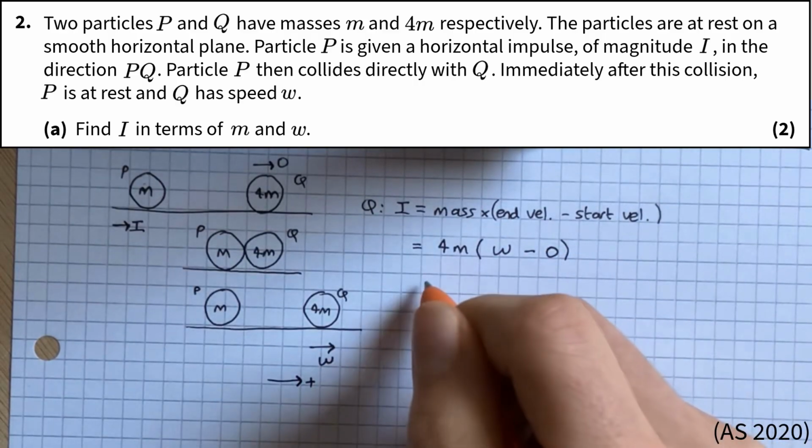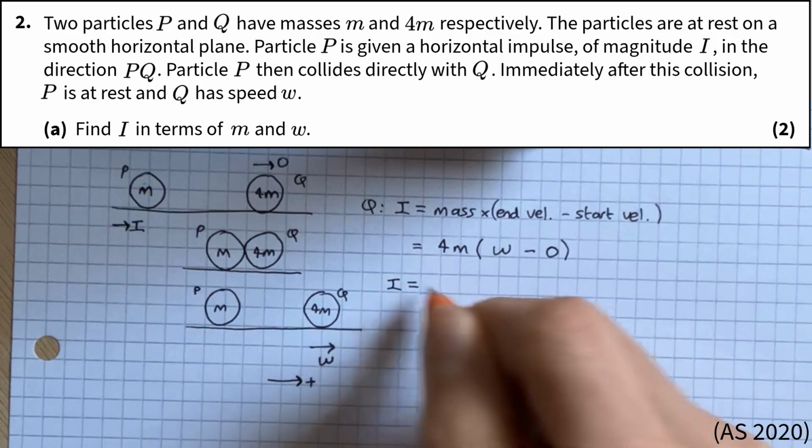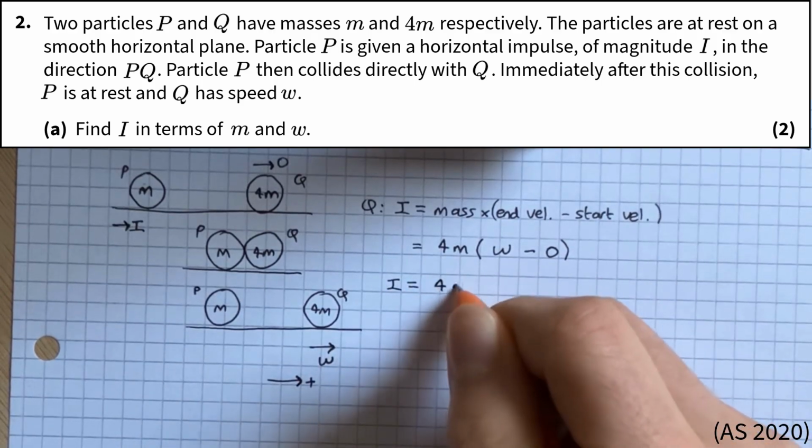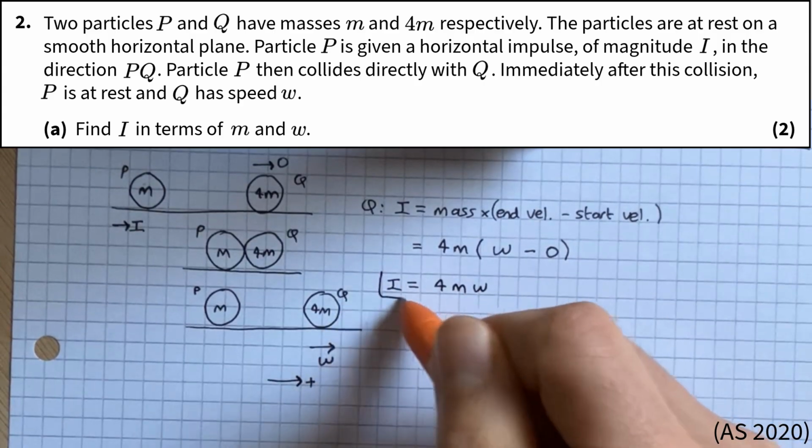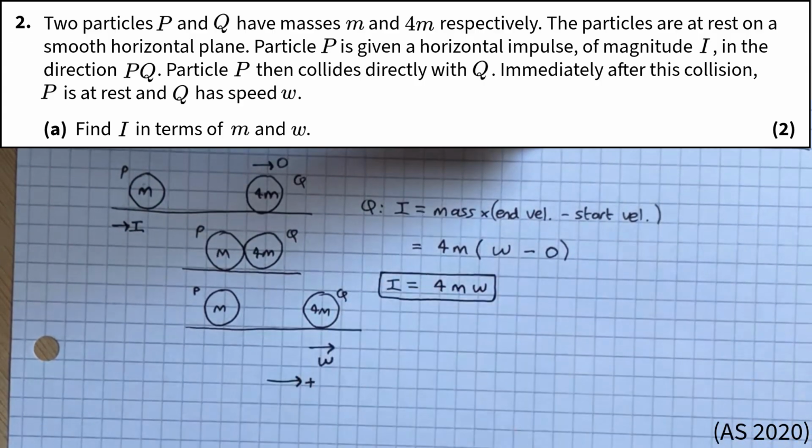The start velocity is 0. That doesn't matter if it's positive or negative, it's still 0. And this would finish off our 2 marks, times these two together. The impulse will be 4mw.